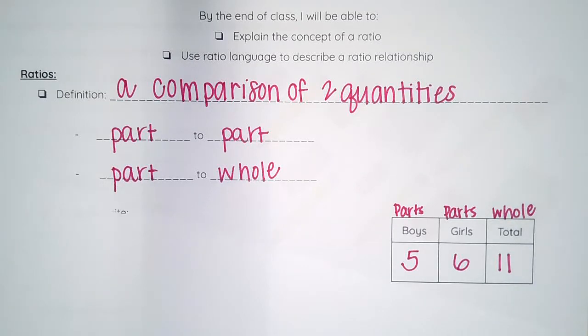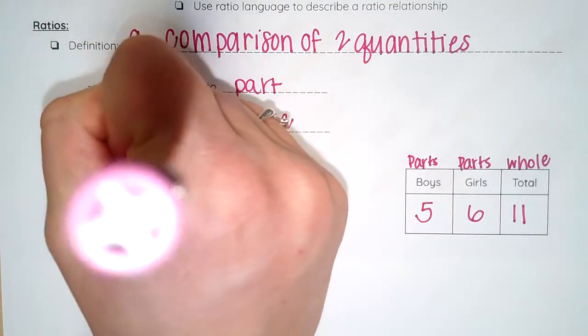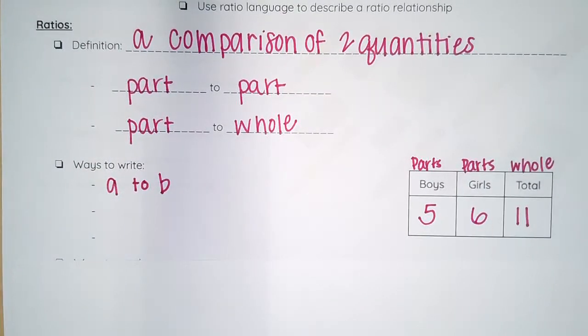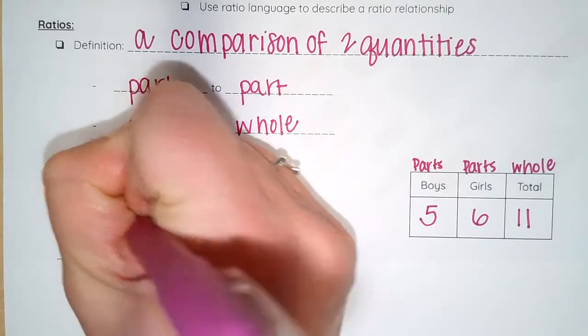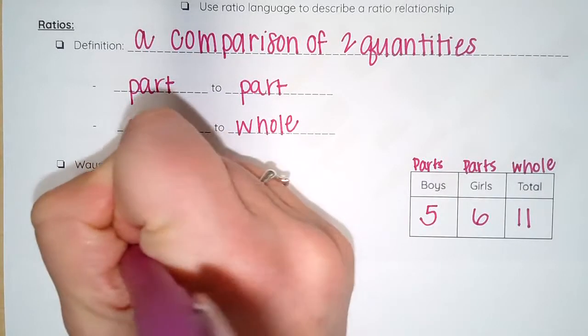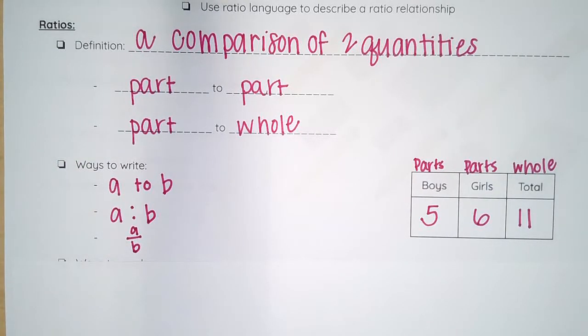Now, there are three ways to write ratios. The first one is to write A with the word to B. The second way would be using a colon, A to B. And the third way would be to write A over B, similar to a fraction. All three of these ways are acceptable ways to write a ratio.